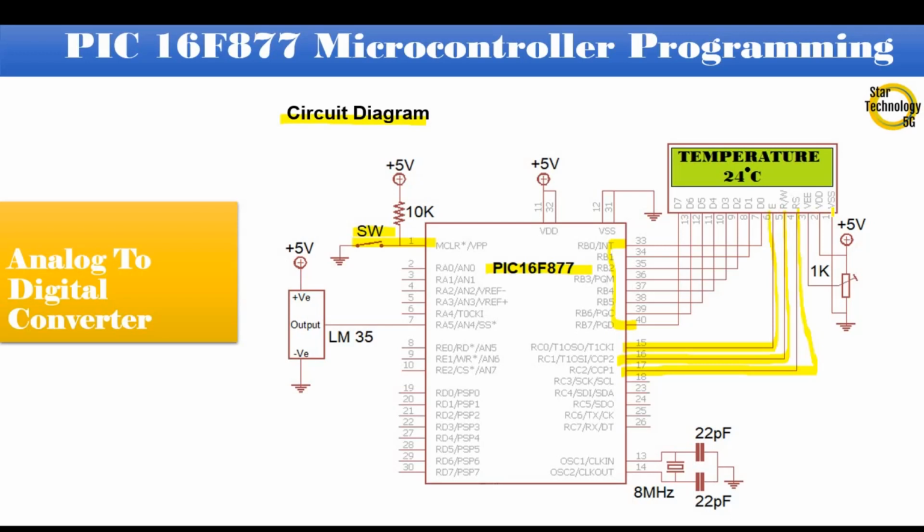Pin VSS connects with ground. Pin VDD connects with positive 5 volts. Contrast pin VEE connects with a variable resistor. The value of the variable resistor is 1 kilo ohm. LM35 output is interfaced with analog input pin RA5. Positive supply is connected to 5 volts. Negative supply is connected to ground.